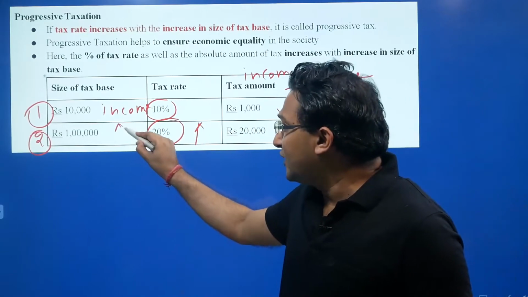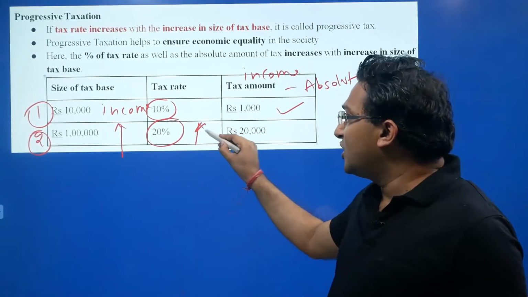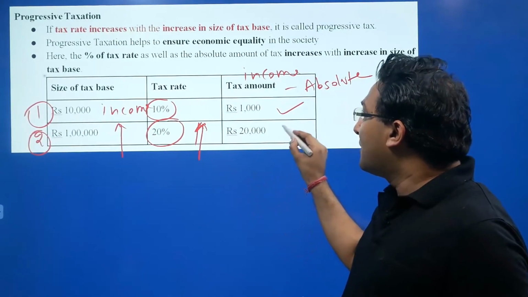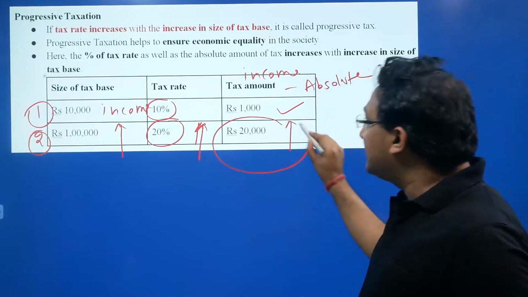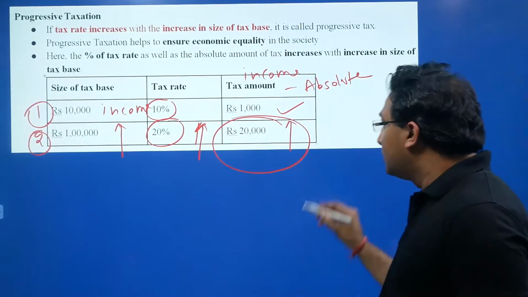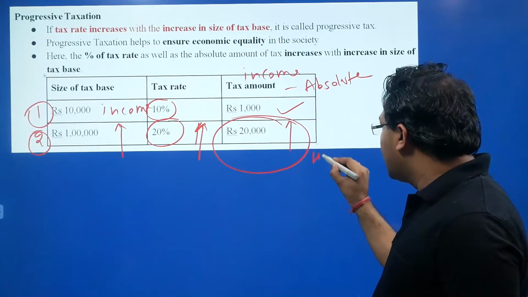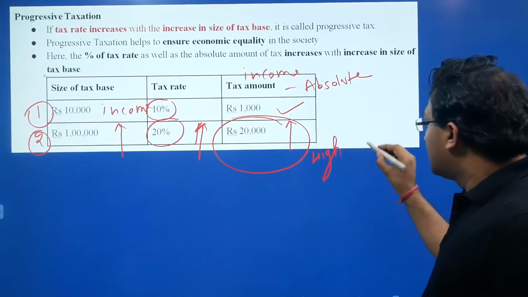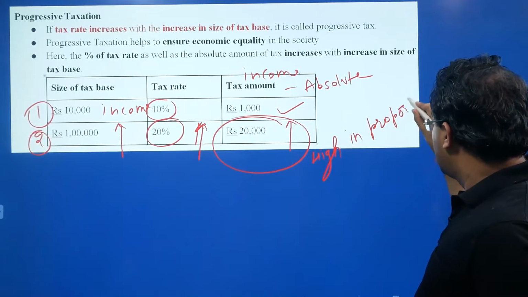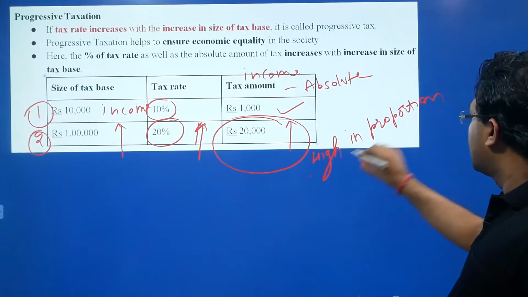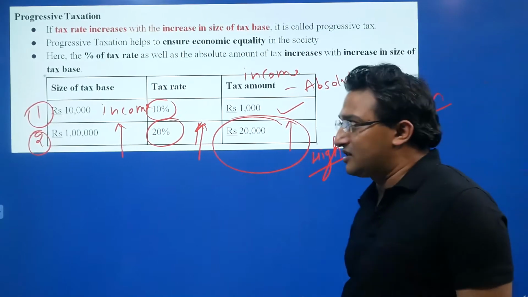जैसे जैसे हमारा size of the tax base increase हुआ, हमारा tax rate भी increase हो गया और हमारा tax amount भी increase हो गया. And this increase in the absolute amount is high in proportion. It is more than the proportional increase.